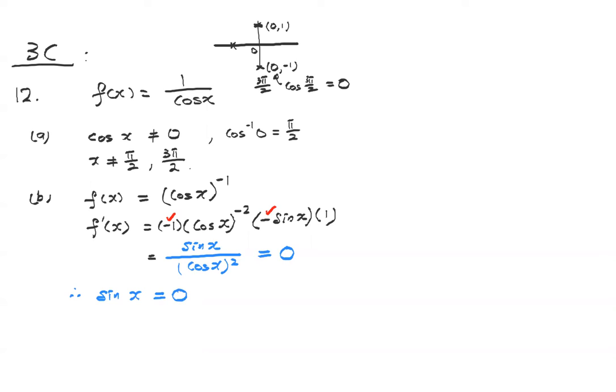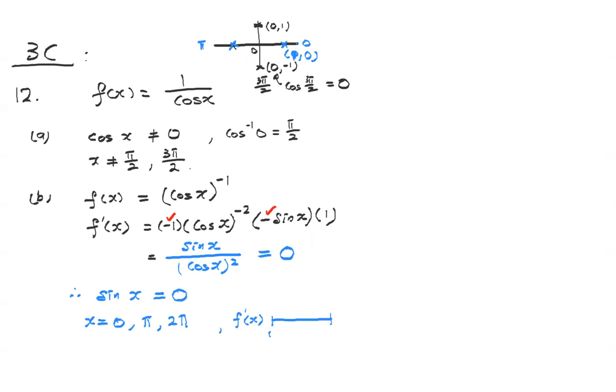Okay, so we go back to the circle again. Sin x equals 0 happens at this position and this position, correct? Because the y coordinate at these 2 points is equal to 0. So therefore, I say x equals 0, the first round, then x equals pi, then x equals 2 pi. Now, in order to know the nature of the stationary point, what we should do is draw the sign diagram of f prime x, correct?